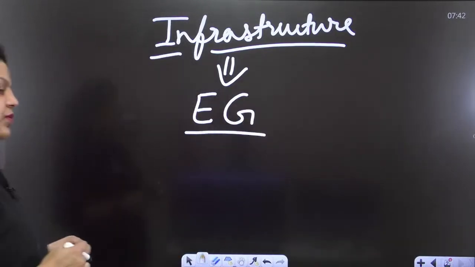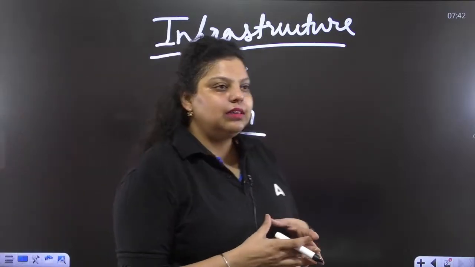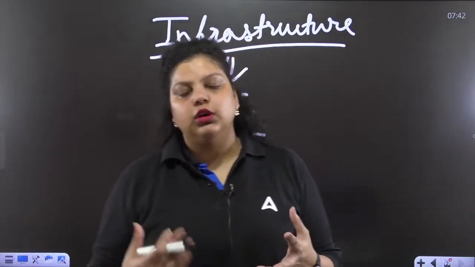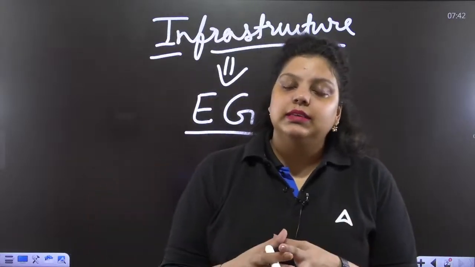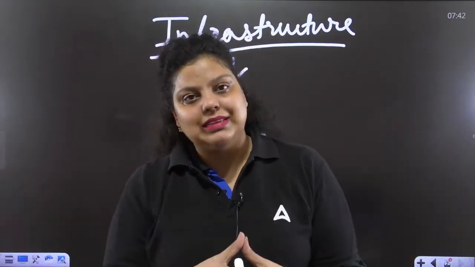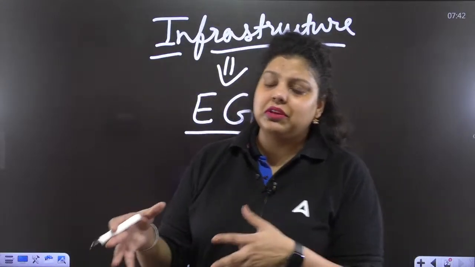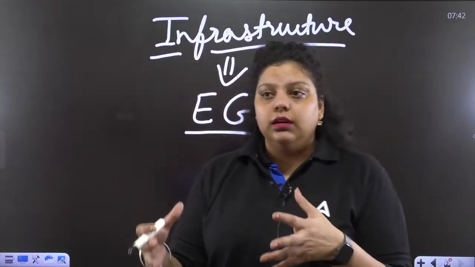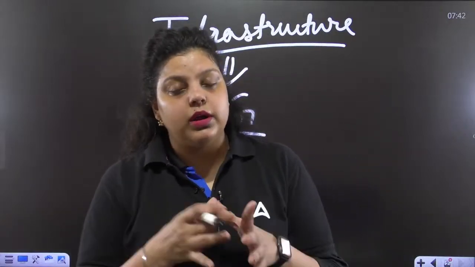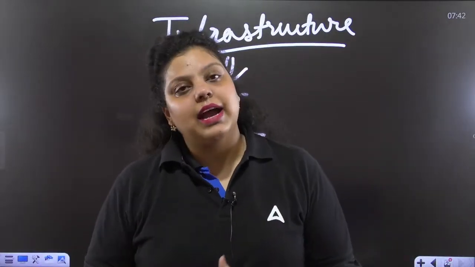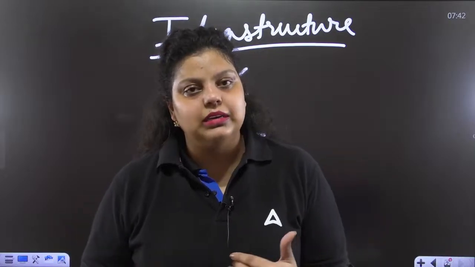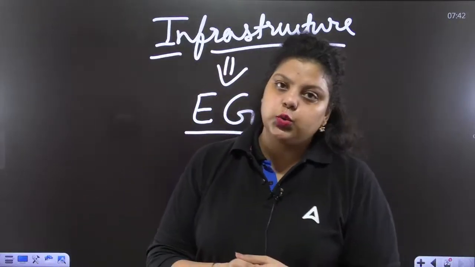Now, what actually is infrastructure? Infrastructure is the physical network that helps us link certain places. For example, railways, roadways, ports, airports are all kinds of physical network. They help us reach from one destination to another.